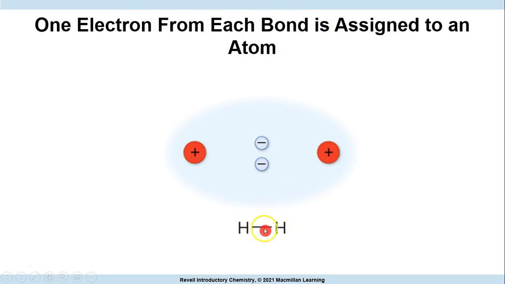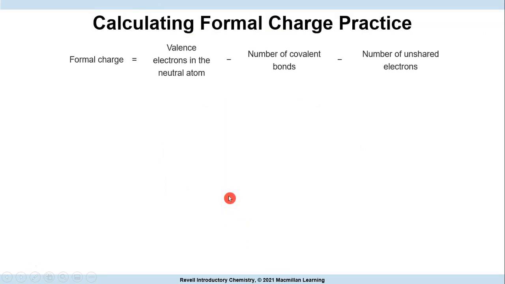So for this bond, if we want to calculate the formal charge, one of the electrons will be assigned to this atom and one of the electrons will be assigned to this other atom. So that is how we do it with the formal charge. There is a formula to calculate formal charge. The formula states that formal charge is equivalent to the number of valence electrons in a neutral atom minus the number of covalent bonds minus the number of unshared electrons.